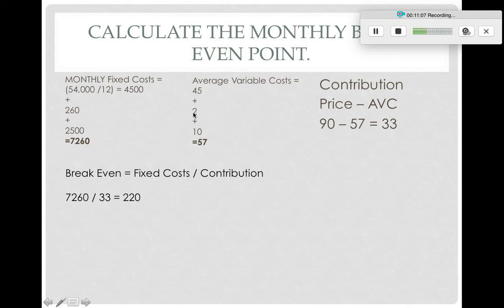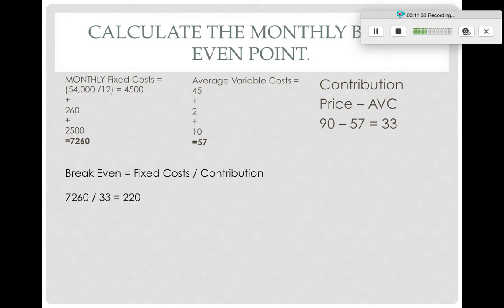The average variable costs was 45 for raw materials, plus 2 for packaging, plus 10 for piece rate pay. So that's $57 per unit. The contribution is the price minus the average variable cost. The price was 90 minus 57 equals 33. Break even is the fixed costs divided by the contribution. So that is 7,260 divided by 33 gives me a break even point of 220.